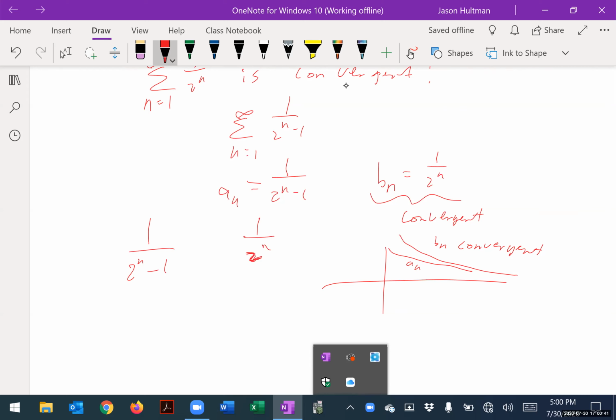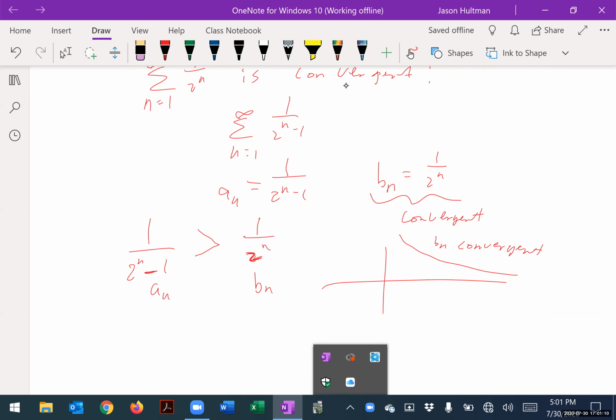Which one's bigger, which one's smaller? This, I'm taking 1 and I'm dividing by a smaller number. Oh, that sucks. Why does that suck? That sucks because it's the wrong direction. If this was only a plus, then I would win. But it's not, it's a minus, and so it's the wrong direction.